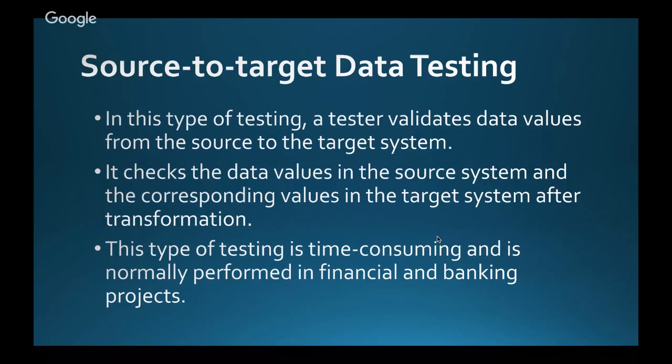Then we have source to target data testing. In this type of testing, the tester validates data values from source to target system. In the previous one, we just verified the count. Over here, we verify the data individually. It checks the data values in the source system and the corresponding values in the target system after the transformation. This type of testing is always time consuming and is normally performed in financial and banking projects where you have a very high requirement of data accuracy and data should be properly mapped.